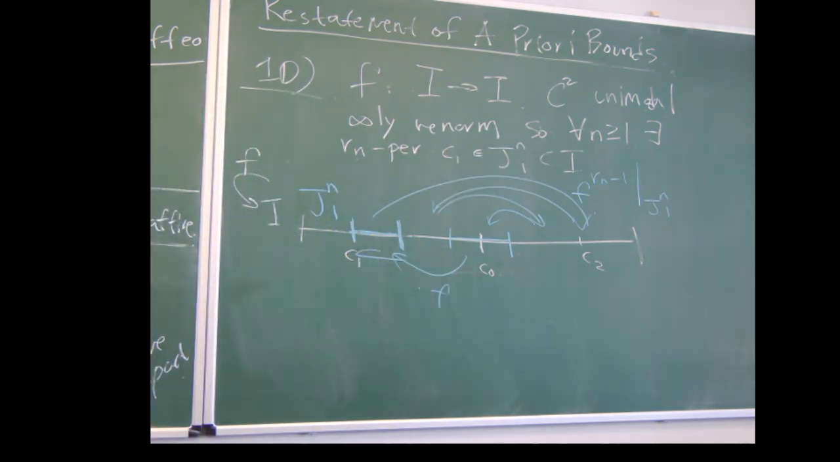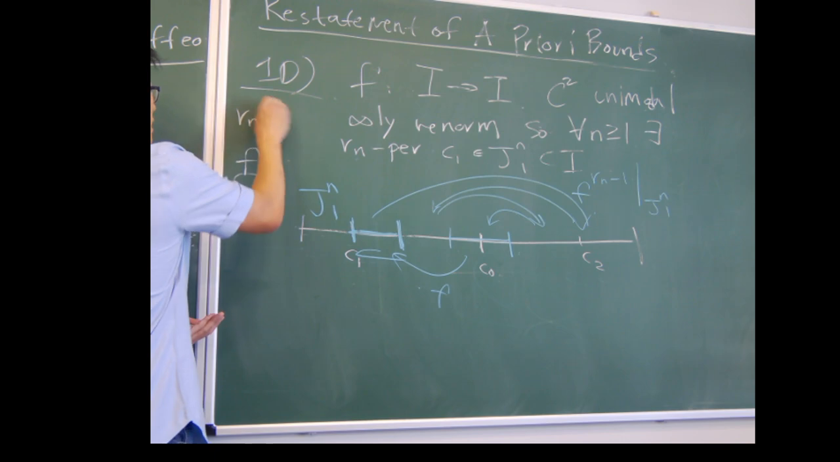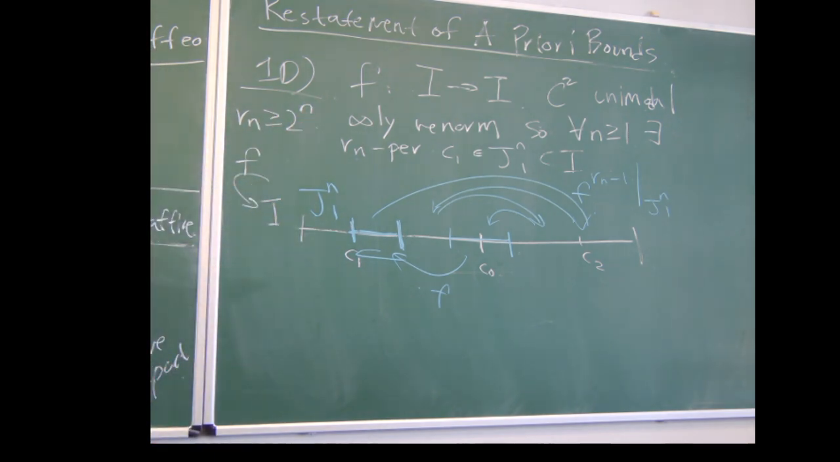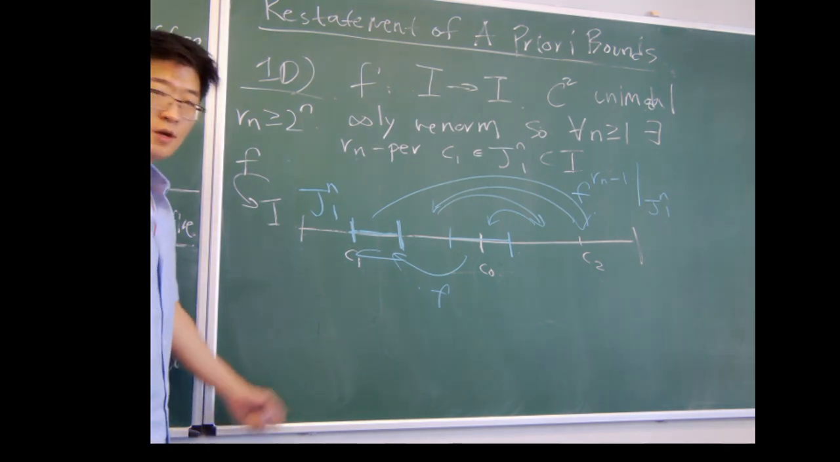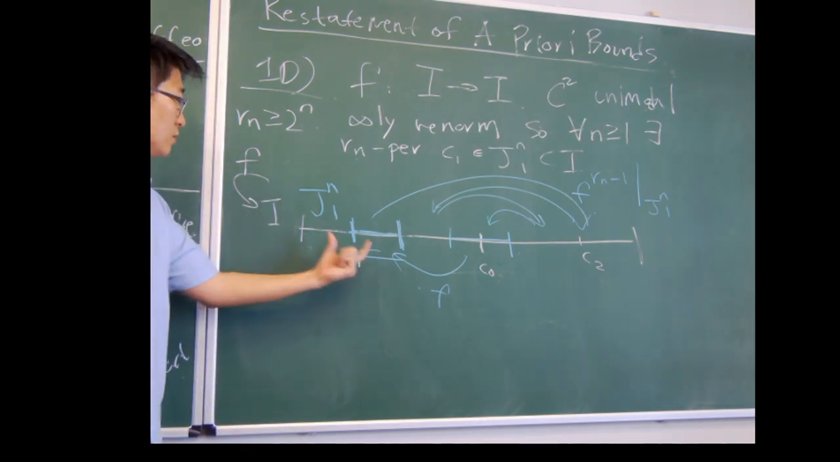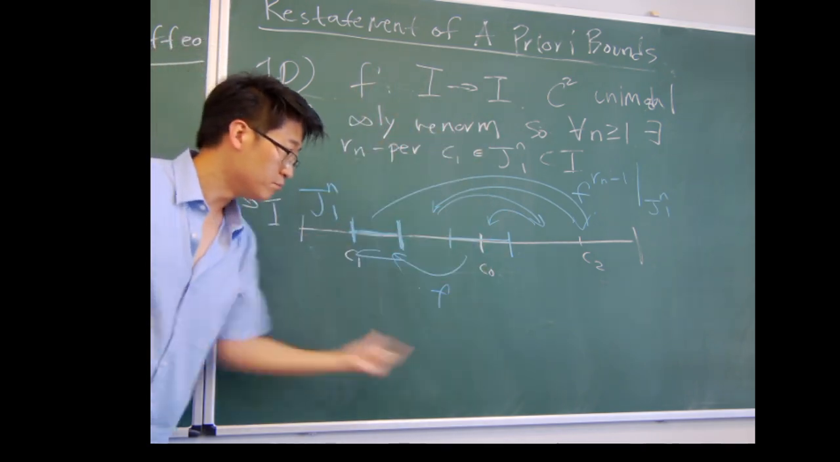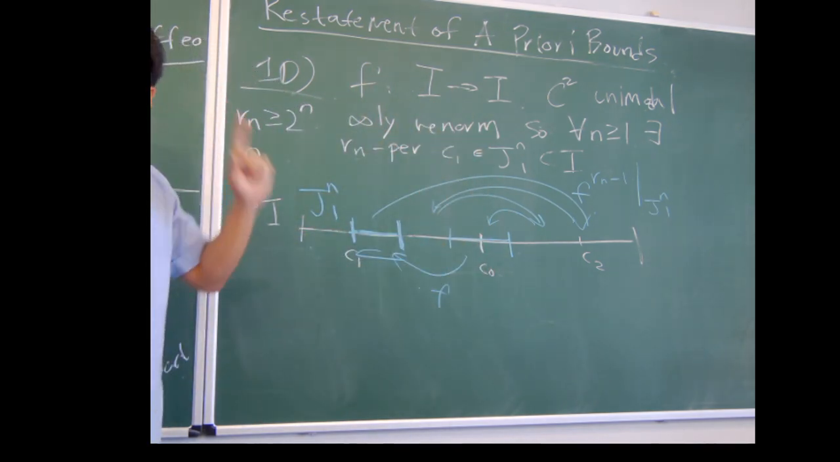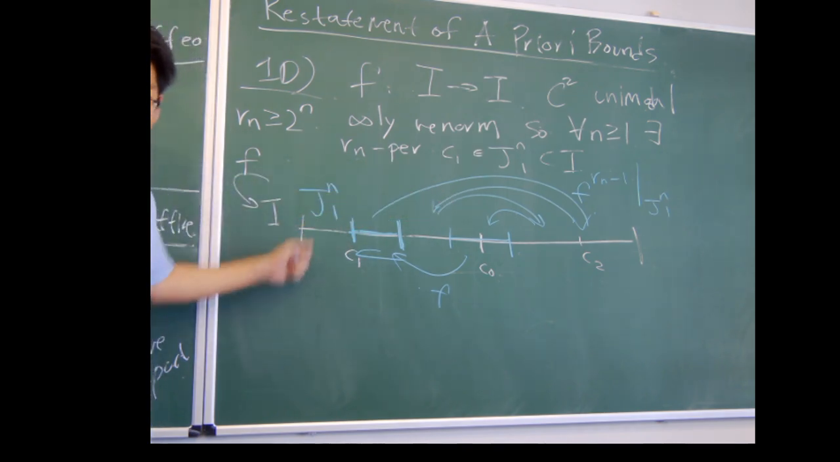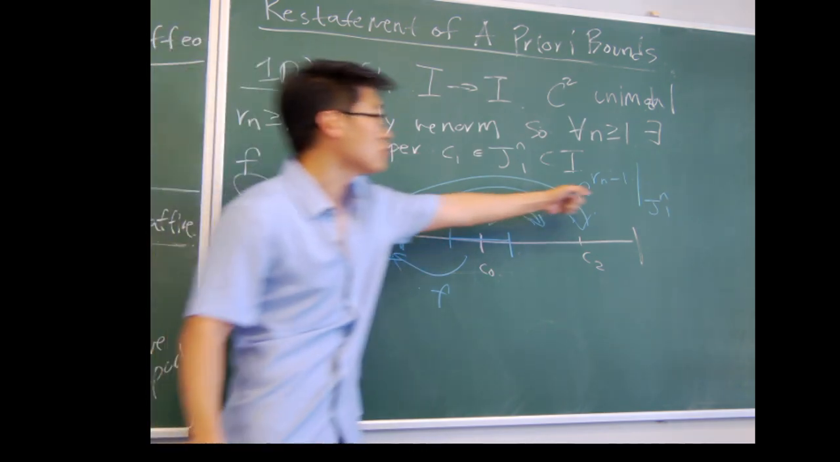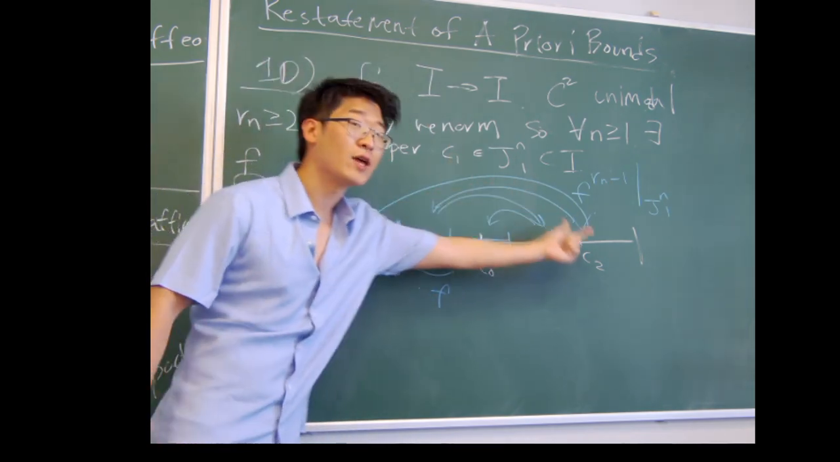Just a silly remark: Rn goes to infinity here, and it actually goes to infinity very fast. Rn is at least 2 to the n, because each time you can renormalize, the period has to grow by at least a factor of 2. That's the minimum period you can have, so it goes to infinity exponentially fast. This is the picture you have for all n: smaller and smaller periodic intervals with larger and larger period. But one nice thing is that if you apply the map period number of times minus one, then none of those iterates ever hits the critical point.